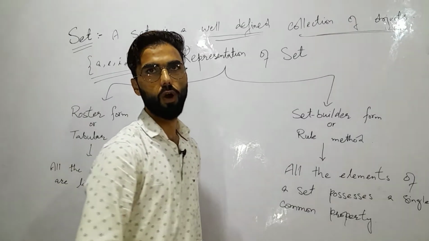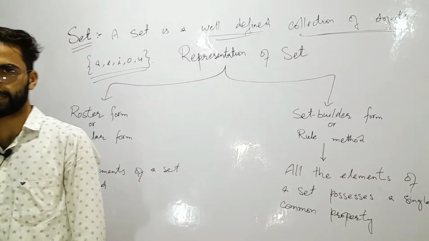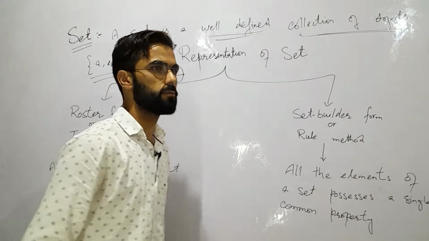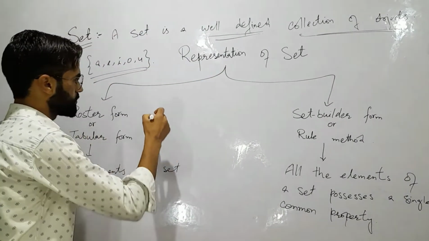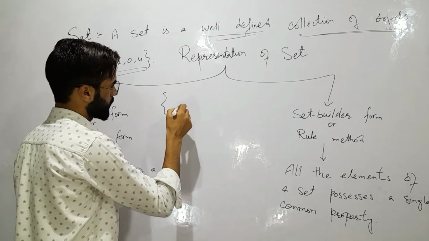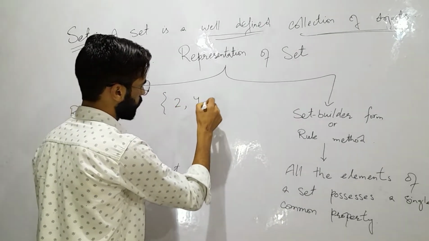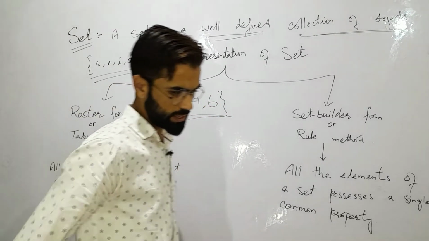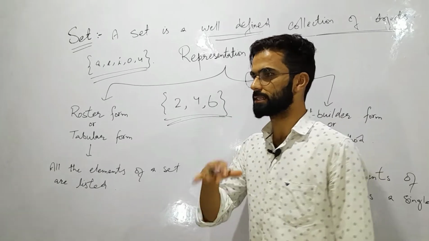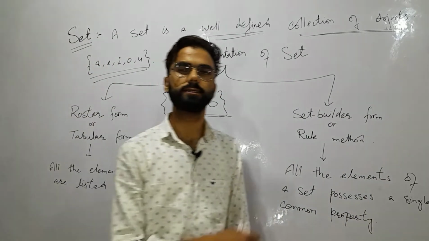एक और एग्जांपल लूँगा मैं यहाँ पे. A set of even prime numbers less than 7. Not prime numbers, sorry. I will take the even positive integers, that is 2, 4, and 6. Even positive integers less than 7 are 2, 4, and 6.